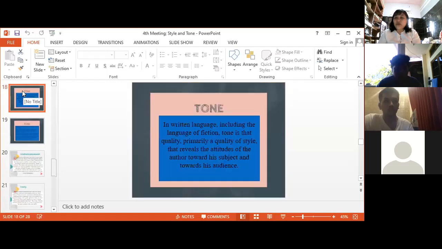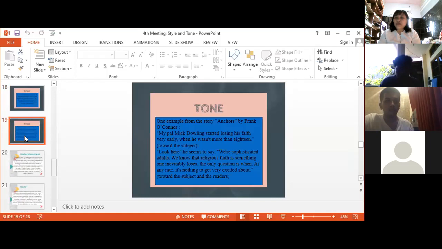Tone. In written language, including the language of fiction, tone is that quality, primarily a quality of style, that reveals the attitude of the author toward his subject and toward his audience. Ya, itu yang seperti tadi saya bilang ya. Bagaimana kelakuan atau body language dari si pengarang terhadap subjeknya dan terhadap juga audiensnya. Kalau di dalam film ya karakternya itu bagaimana body language-nya.